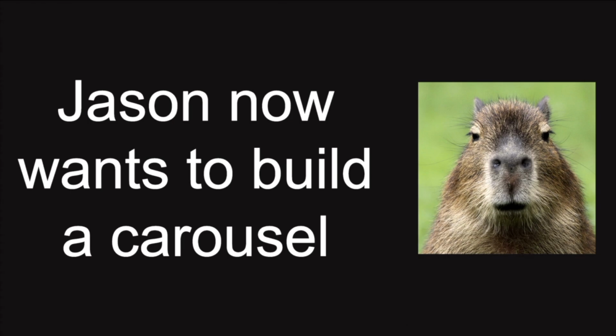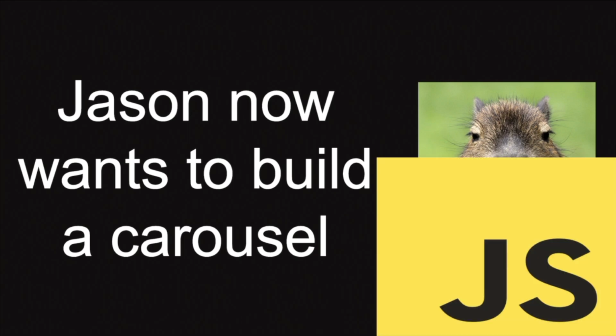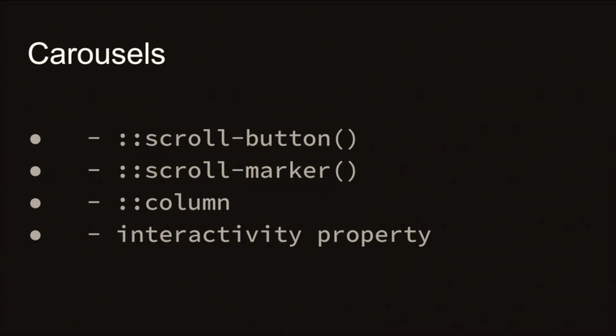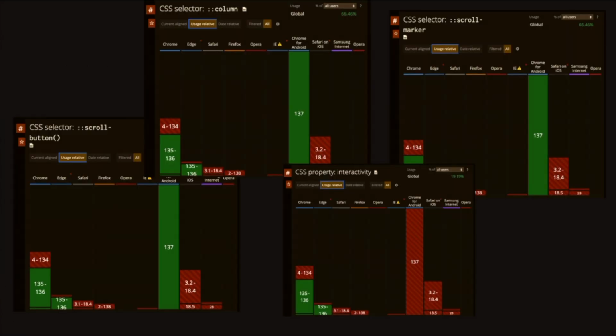So let's say Jason now wants to build a carousel. Very popular thing on the web. Oh, he's resorting to JavaScript again. He's getting very heavy on the code. Well, we've got CSS for this now. So we've got some new pseudo elements and properties, and the browser support is getting there. We can start using these today.